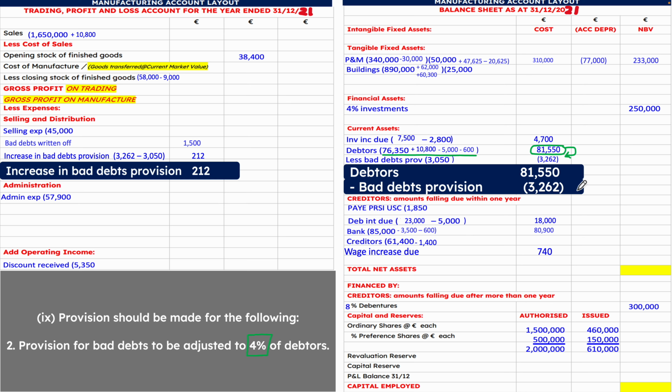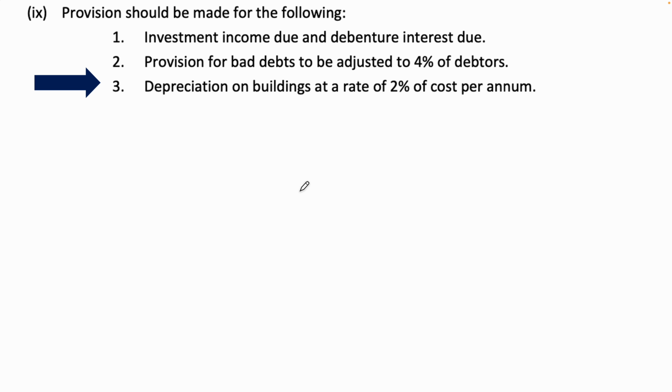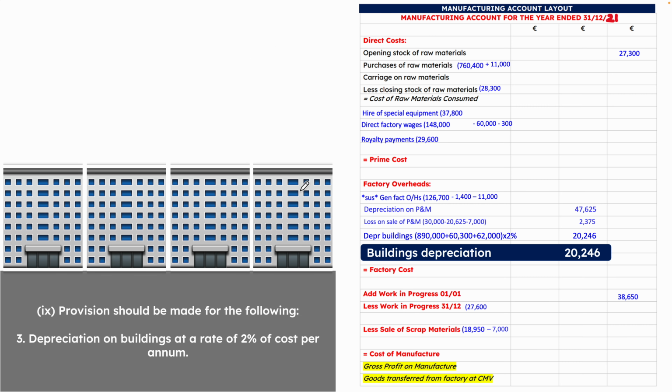Now, when we compare that to what we had originally, 3,050, that unfortunately is not great because the provision for bad debts has increased there, and that is an expense. So 3,262 minus 3,050 is 212, increase in bad debts provision, 212. So that is it.